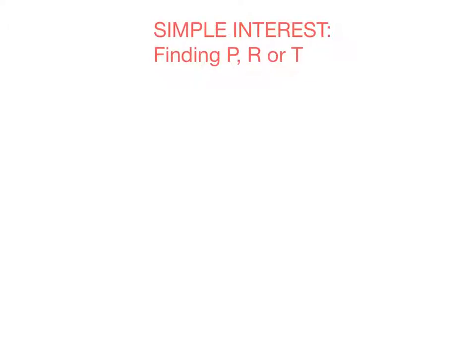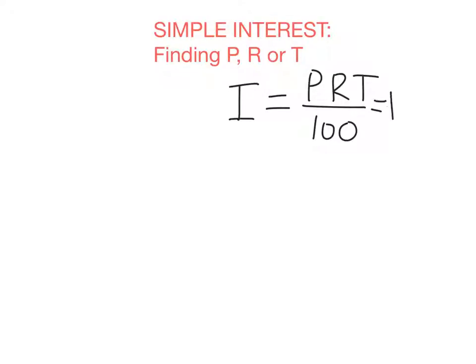Today we're doing more simple interest calculations, but instead of calculating the interest, we're going to calculate either the principal, rate, or time. So we're going to use the same formula that we used in the previous lesson. Interest equals principal times rate times time over 100. You may have also seen it written like this: principal times rate over 100 times time. It doesn't matter which formula you use, they're exactly the same.